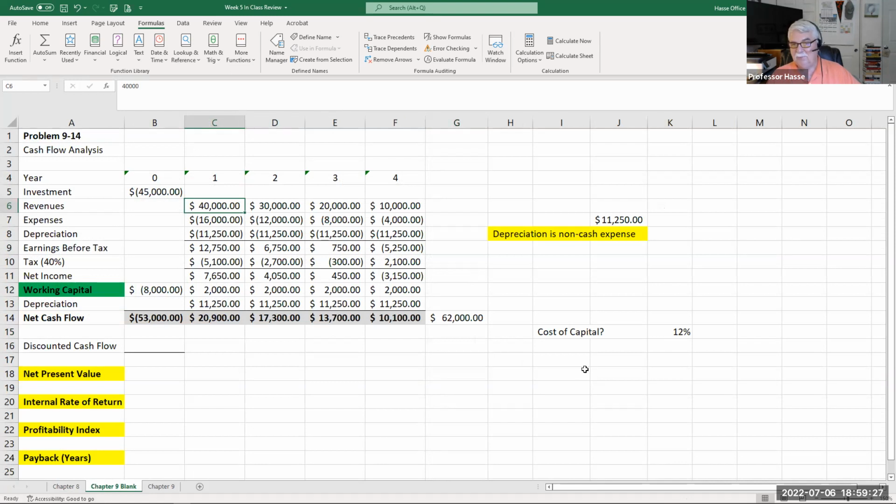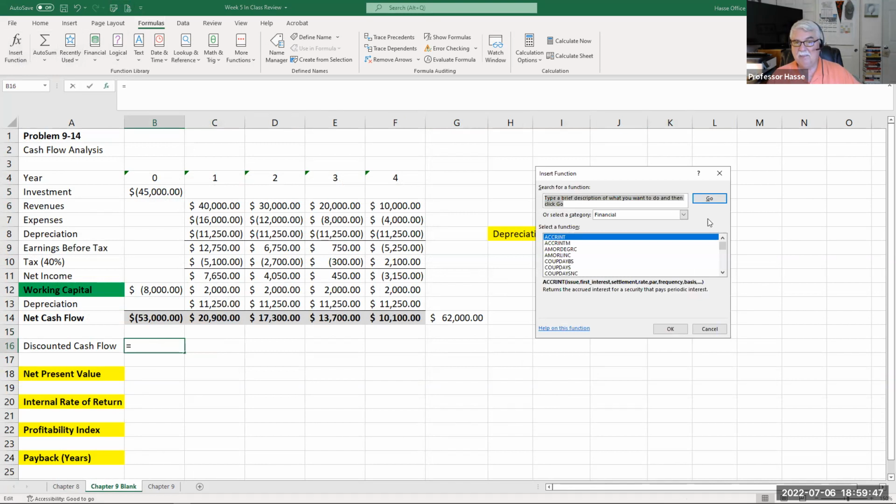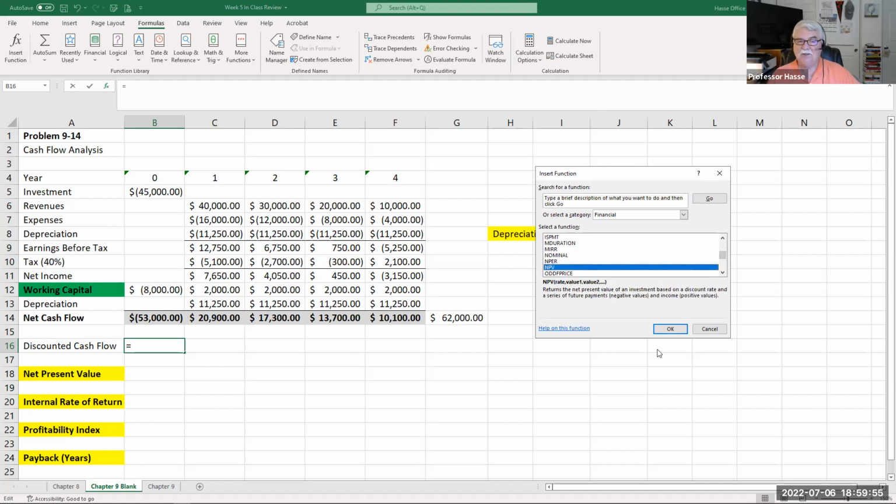They tell us in the problem that the cost of capital is 12%. Ouch, it's expensive. 12%. Jimmy Carter must be in the White House. Okay. So what is our discounted cash flow? Formula, function, financial, net present value, NPV. The good thing about this, I'm recording it. You can go back and look this over again, which might be helpful.